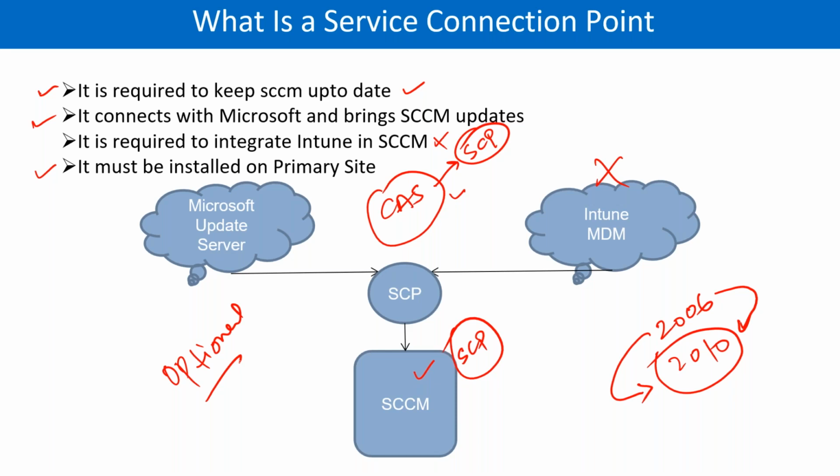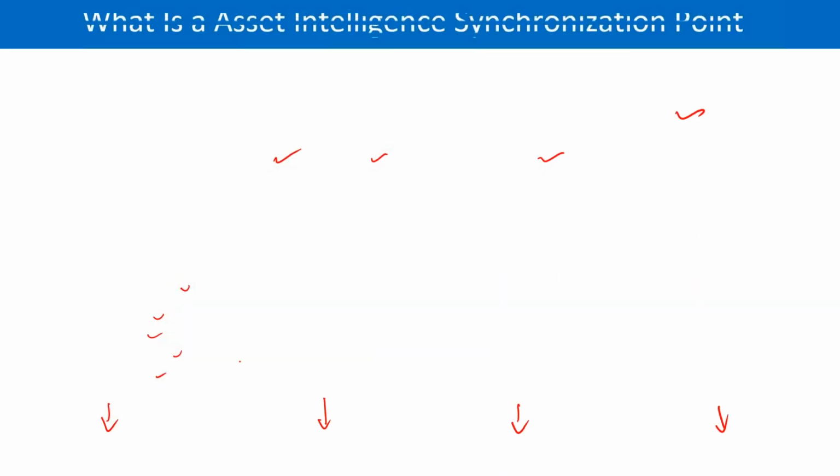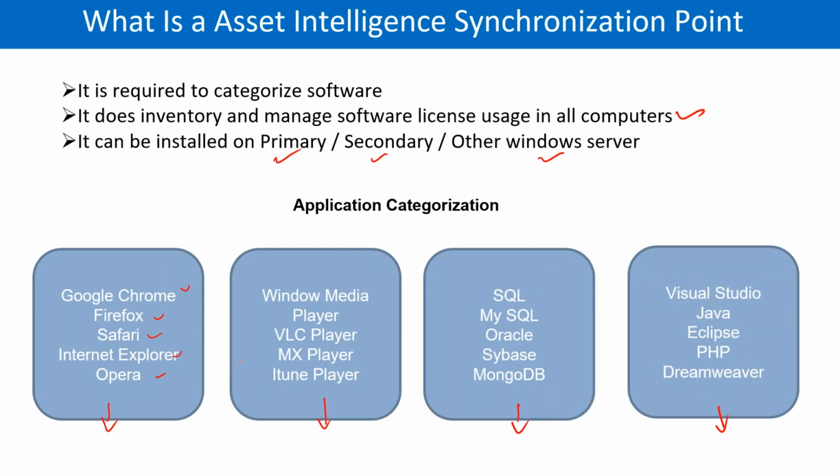Yes. Can you just take back to the slide where the asset intelligence synchronization point was described? As you said, we can also manage the licenses through this role. For example, if I have an application and we do have a license for that, most of the time the engineer needs to go to the user desk, take the access and enter the license key. So is there any way we can push the key also with the application?